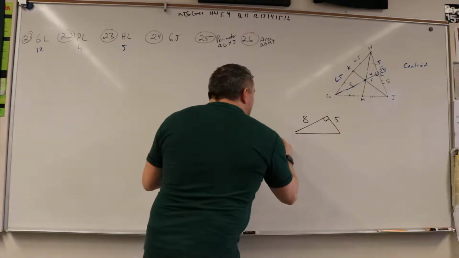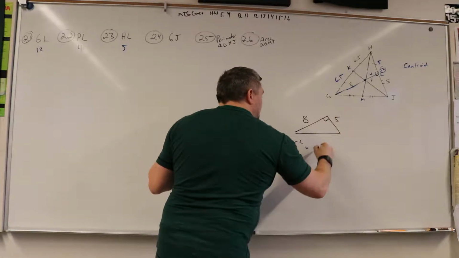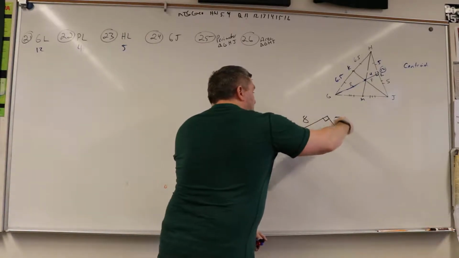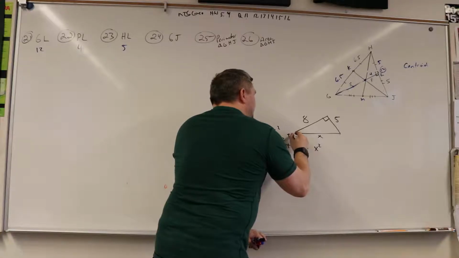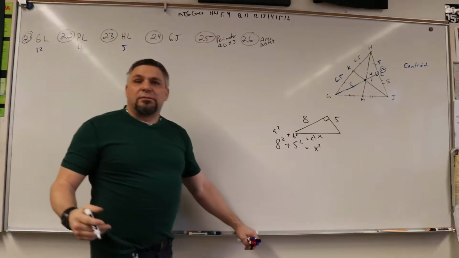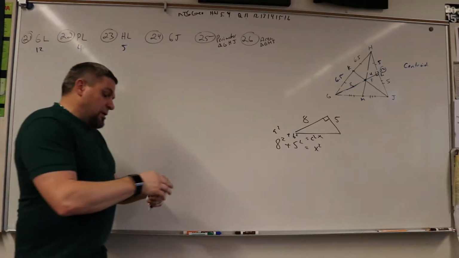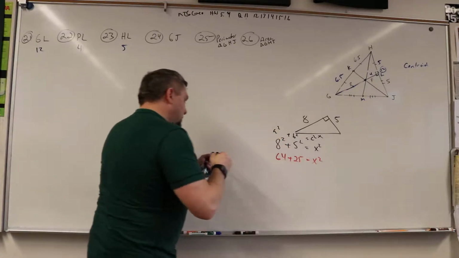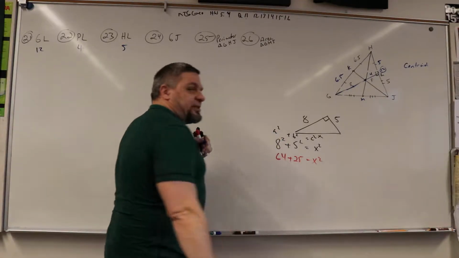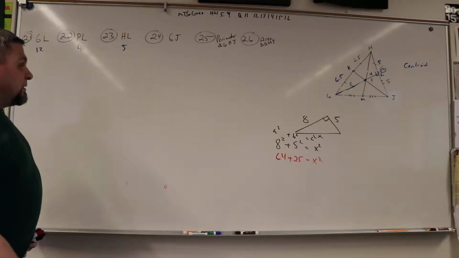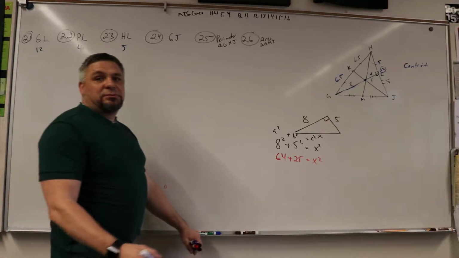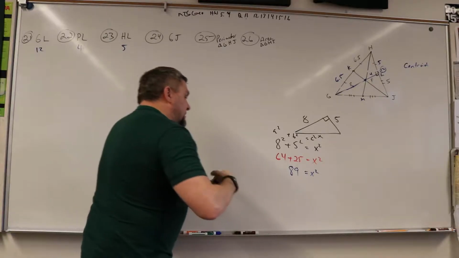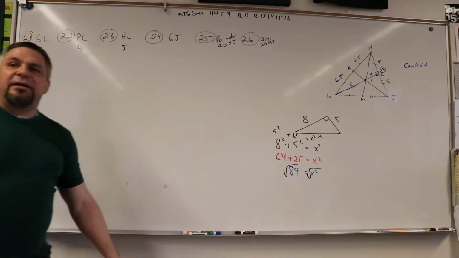So that means that 8 squared plus 5 squared equals x squared. Okay? So this is that a squared plus b squared equals c squared, the Pythagorean theorem. So that means you have 64 plus 25 equals x squared. So 64 plus 25 is what, 89? Okay? And then we're going to take the square root of 89.